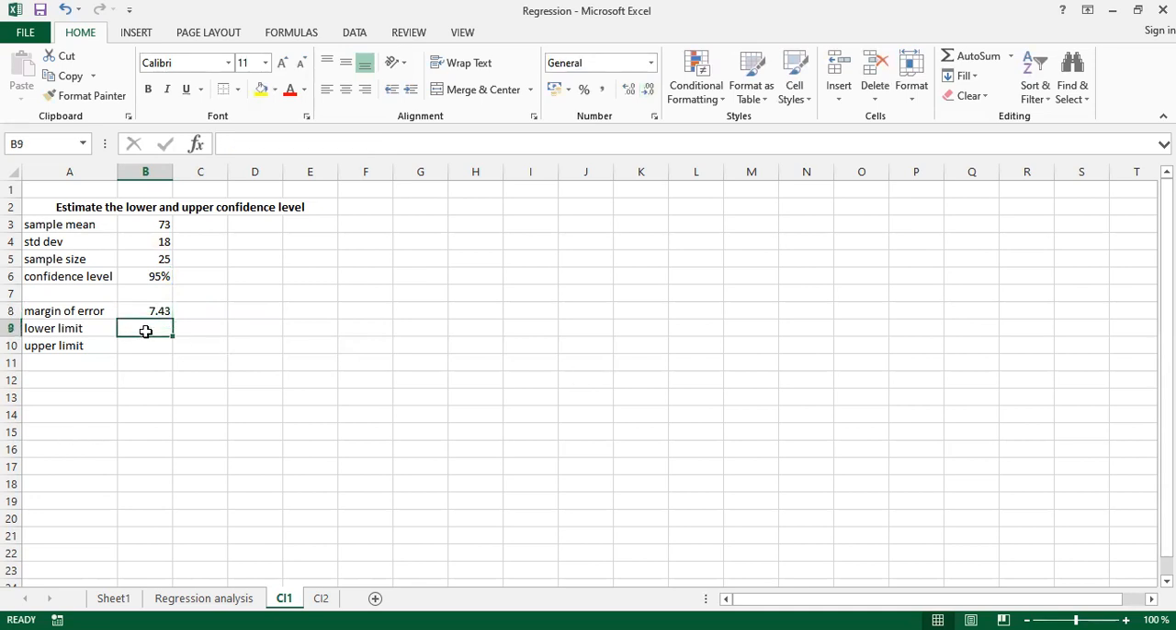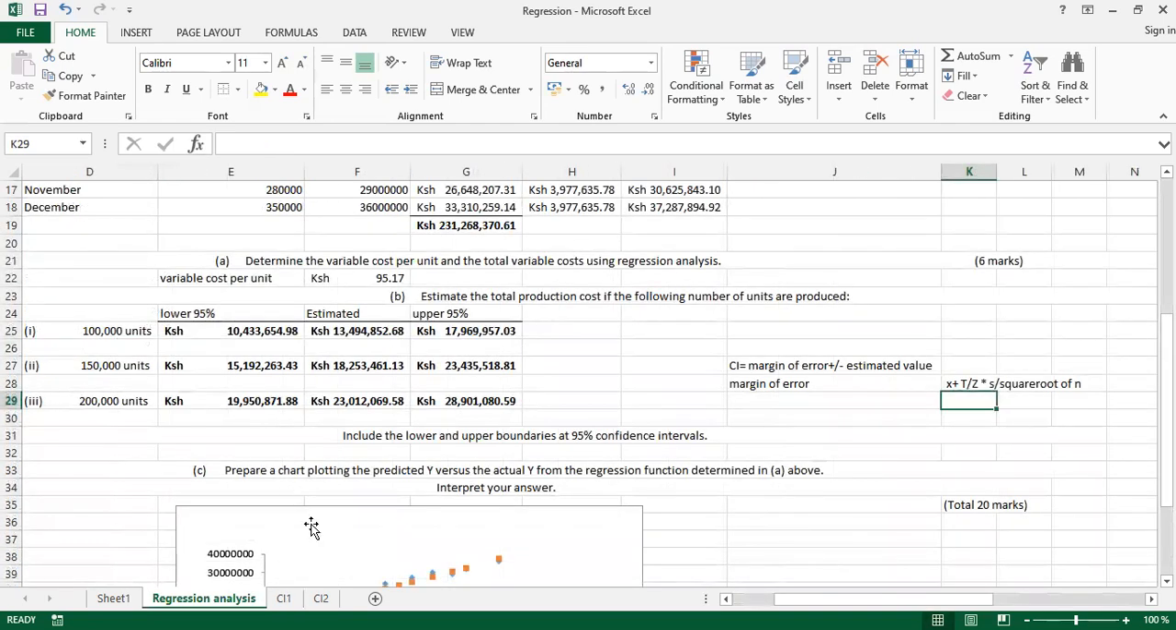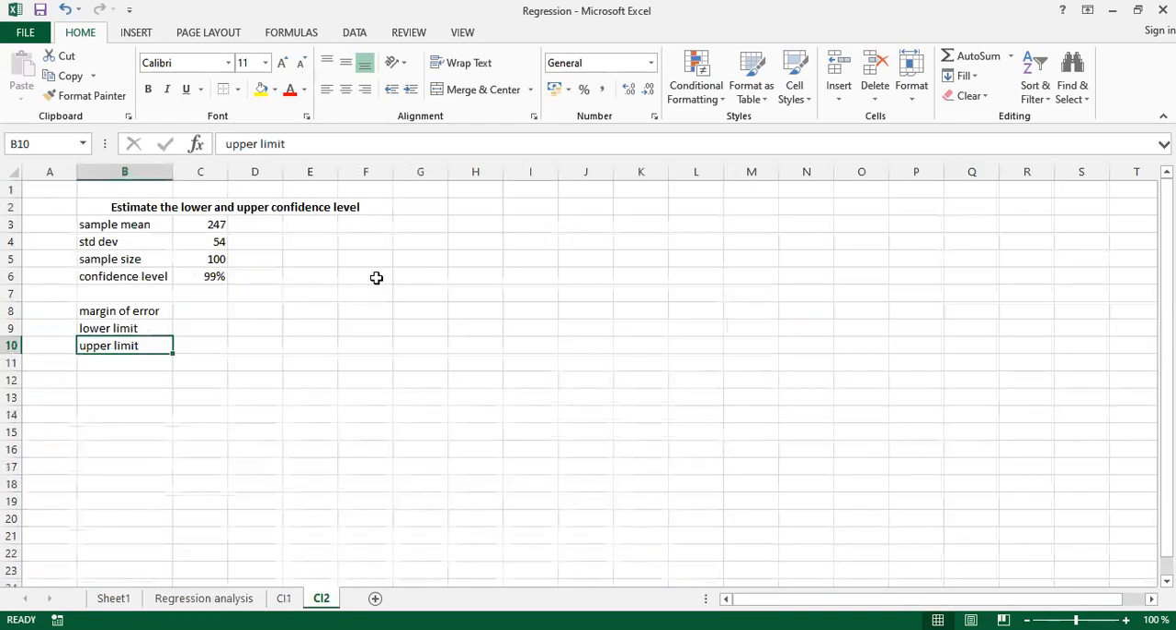For the lower limit, it will be equal to the sample mean minus, because it's the lower limit, minus that one, enter. And for the upper limit, it will be the mean plus the margin of error, control enter. And we have like 2 minutes, and today we shall stop from here because I had not prepared the lesson earlier. We're just doing something on regression analysis, actually, that was what was important. And this one is just for the confidence level.